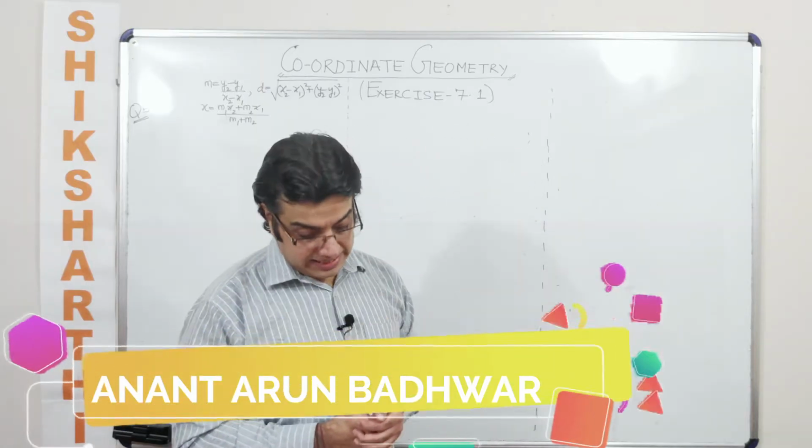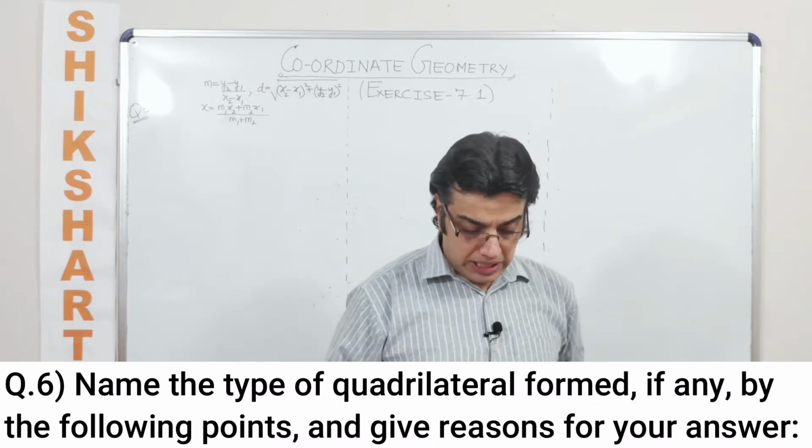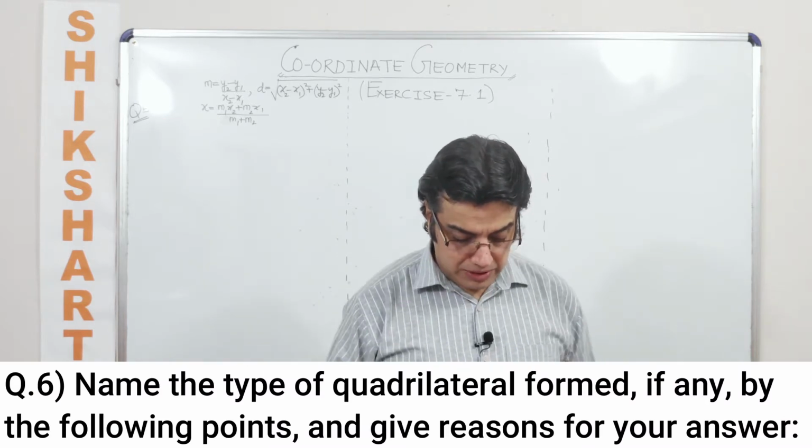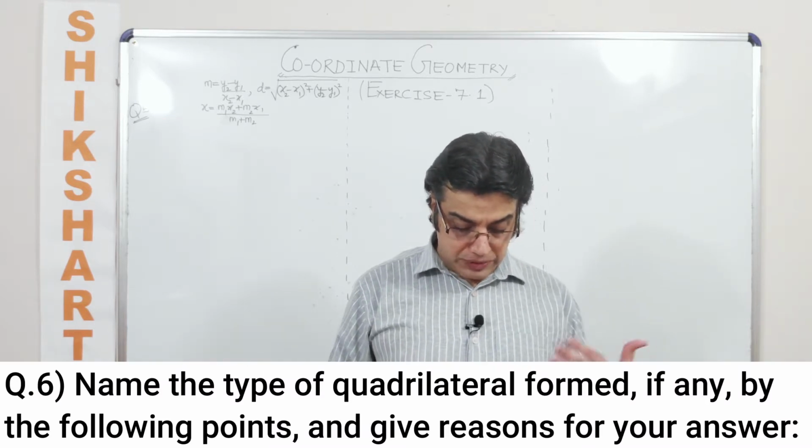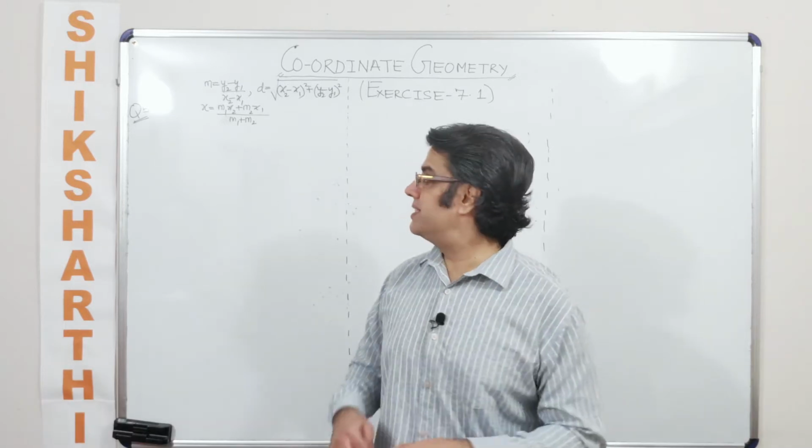Talking about question number 6, it says, name the type of the quadrilateral formed, if any, by the following points. And you have 3 subparts. So starting off with question number 6.